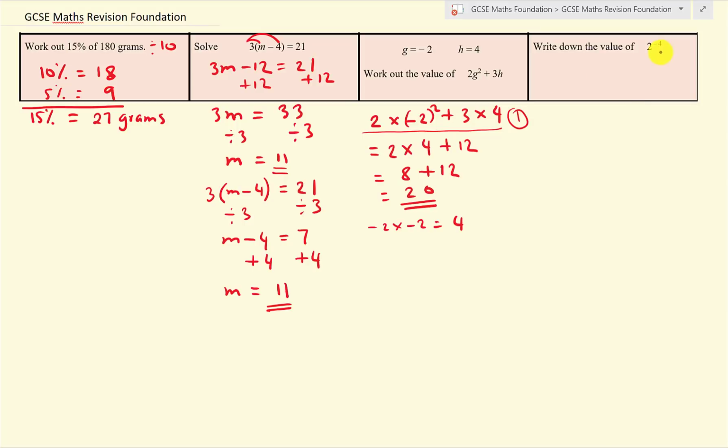Write down the value of 2 to the power minus 4, negative indices. So we know the rule, according to the rule of negative indices, you write it as 1 over.